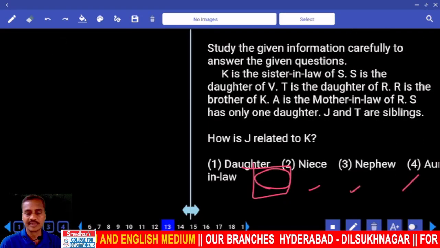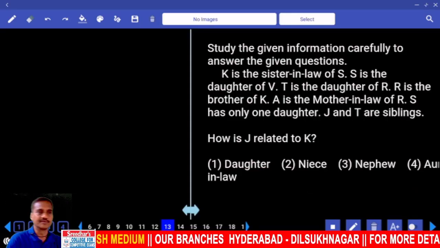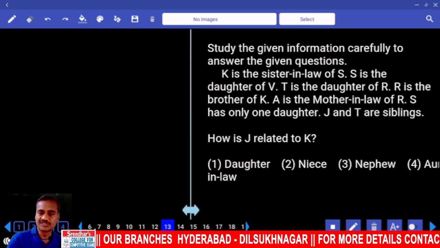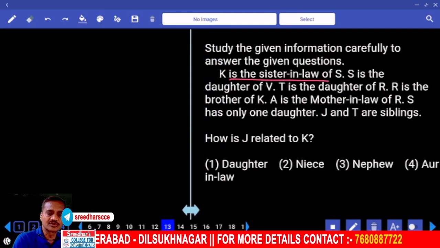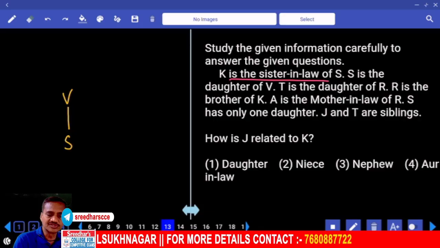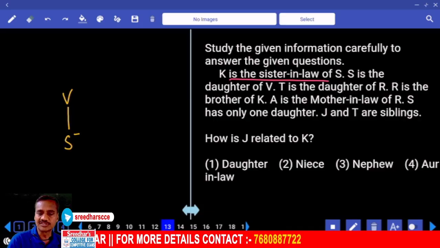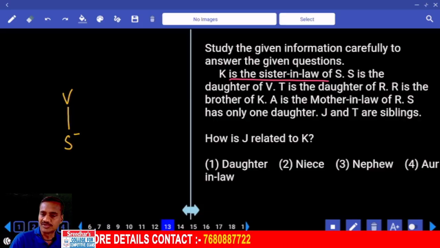My next one, 13 to 15. Blood relations first or the second? First blood. K is the sister-in-law of S. Can you directly start with this statement? No. Then S is the daughter of V, V is here. Now S is the daughter of V. And T is the daughter of R. R is the brother of K. Then A is the mother-in-law of R. And S has only one daughter.